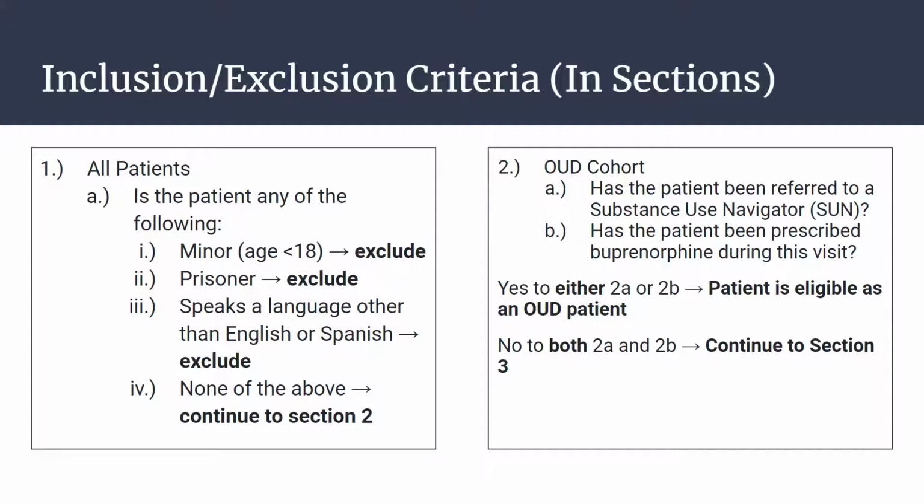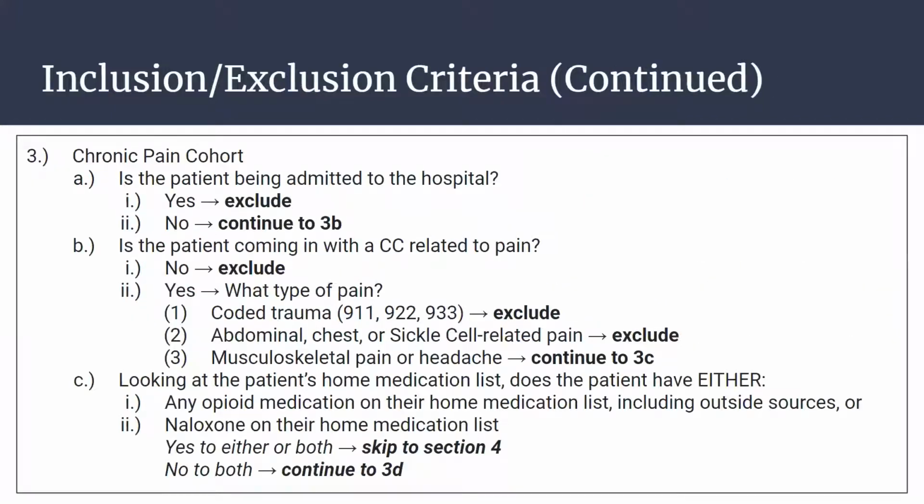But before I move on, I just wanted to say that SUN referrals are typically in the doc plan tab on the trackboard. So you don't actually need to click into the patient's chart for this. This is usually in that doc plan column right on the trackboard. So you should see this right away. So if we say no to both of these questions, we're going to move on to section 3, which is about our chronic pain cohort.